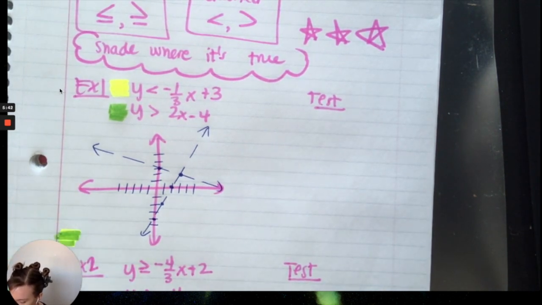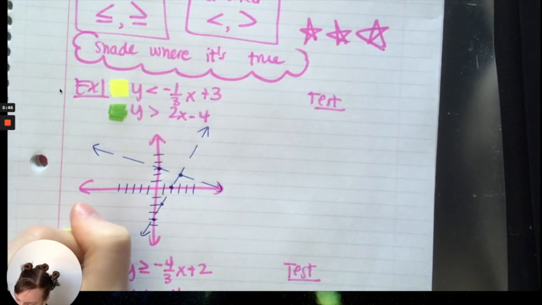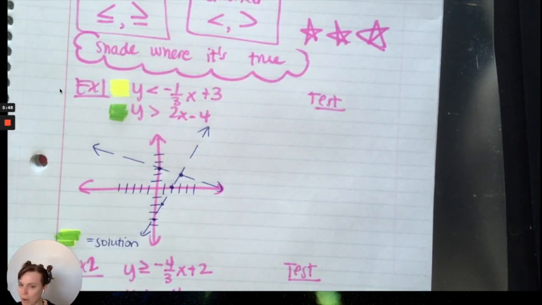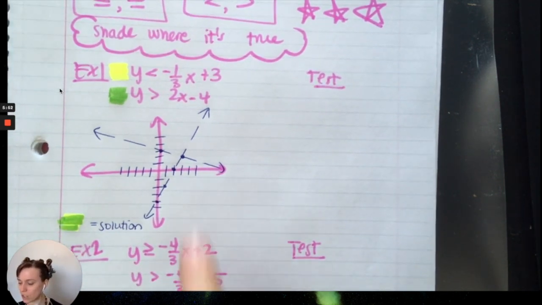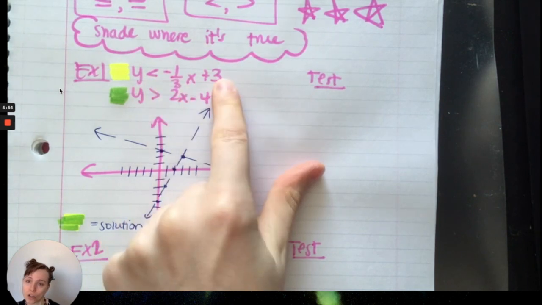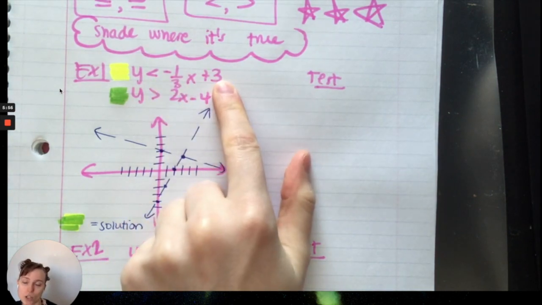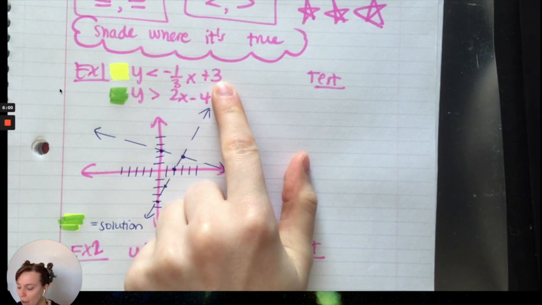and this equals solution. Who knew the green would overpower the yellow that much? Wow. Okay, so I'm going to test a point that is not on this line. I already know that this line is not part of the solution, so now I need to test the areas around that line. The line is a boundary for.